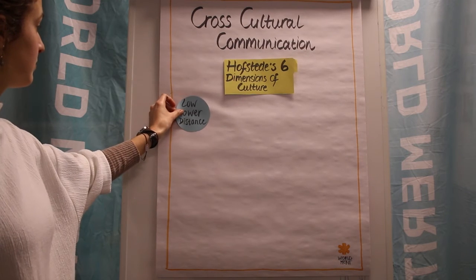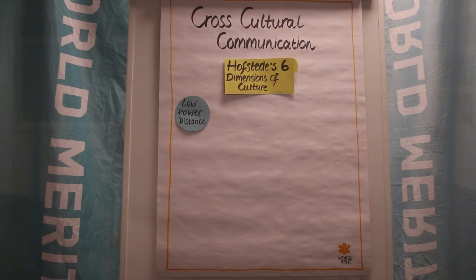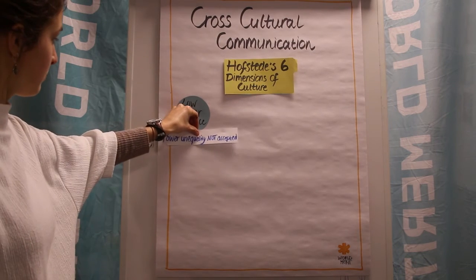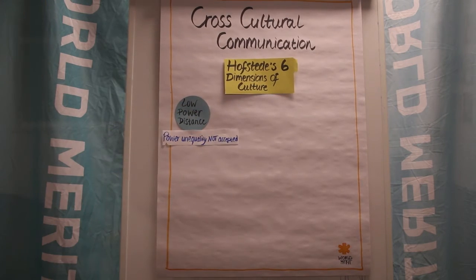When a culture is low on power distance, this means that they do not accept power to be distributed unequally. This means power is shared. An example of a culture which has a low power distance is that, for example, the educational system is more focused on the students and there is no real hierarchy between teachers and students. Mostly Western countries have a low power distance culture.